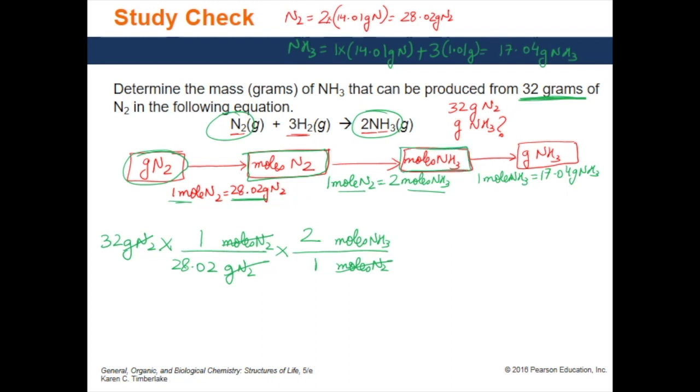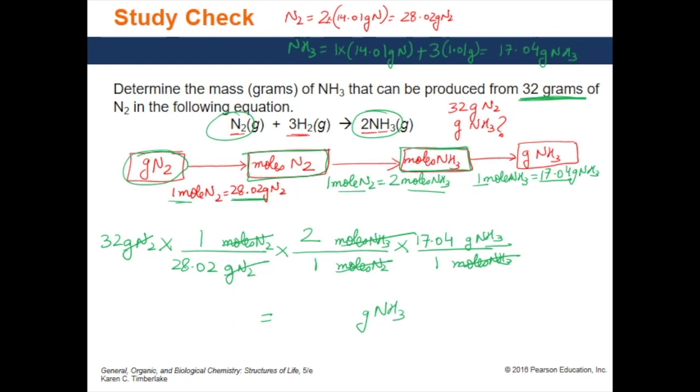So now I'm right here. Now I need to go from moles of ammonia to grams of ammonia. So to cancel moles, again I divide by moles of ammonia and multiply by grams of ammonia. Mole of ammonia is 1, grams is 17.04 grams. Mole of ammonia got cancelled. Our final answer is in units of grams of ammonia. That's exactly what we were looking for.